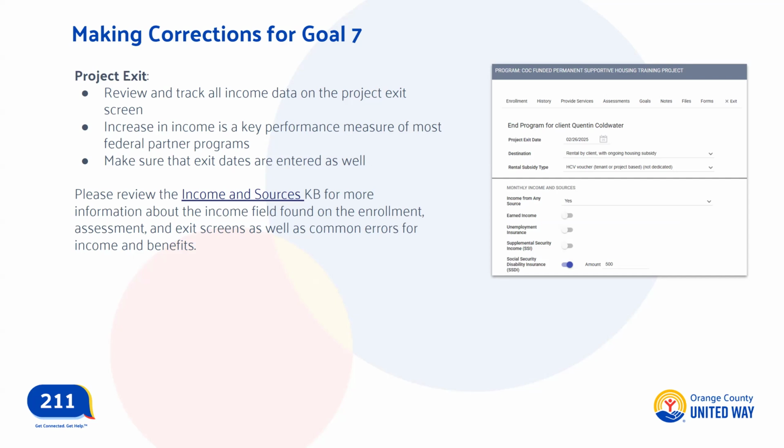And for making corrections to Goal 7, since it is measured for clients who have exited a project during the reporting period, please review and track all income data upon program exit on the project exit screen. An increase in income is a key performance measure of most federal partner programs, so it is important to record this information when the client is exiting a program. And also check that all exit dates are entered as well so that clients who have exited a project are properly counted when measuring these goals.